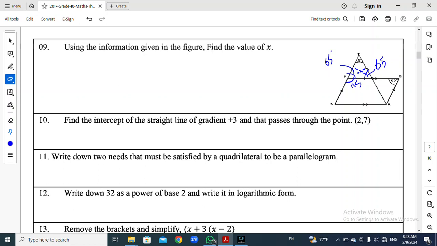Now 65 plus 65, 130. So x is equal to, you know the sum of the interior angles of a triangle is 180. So 180 minus 130, that's 50. So the final answer is 50.